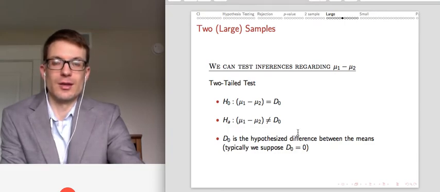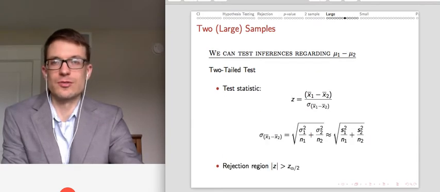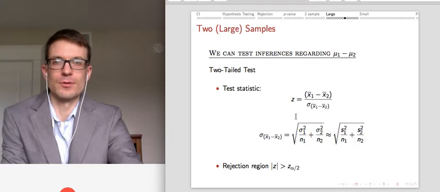And it'll turn out that changing from the one-tailed test to the two-tailed test is not going to affect the test statistic. The test statistic is exactly the same. What does change is the rejection region, right? Because now we have half of alpha in each tail.